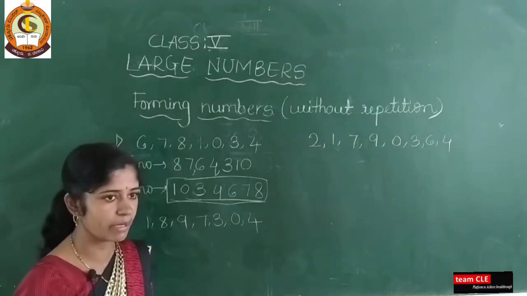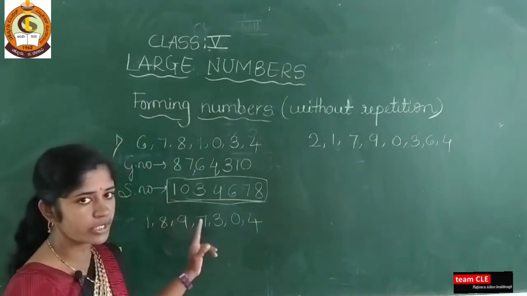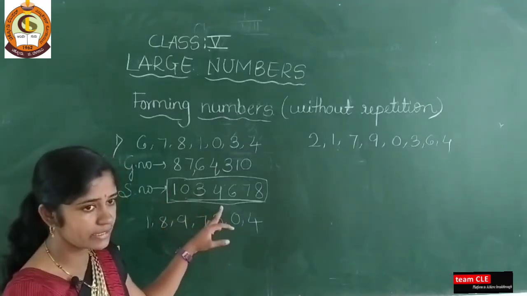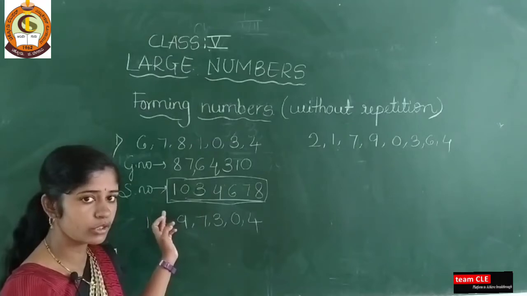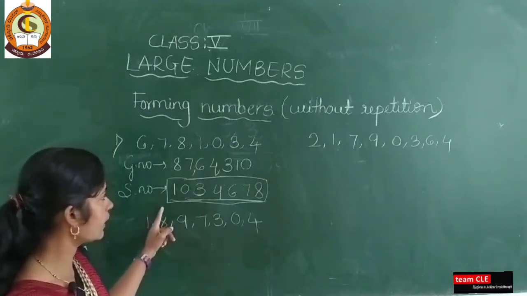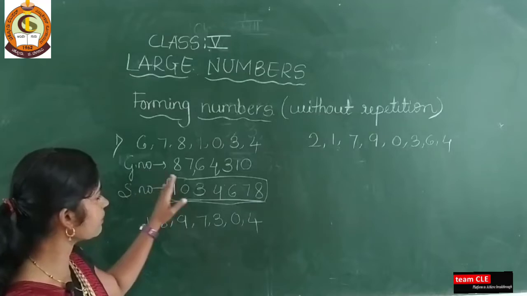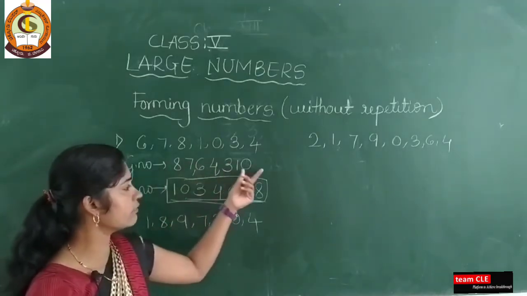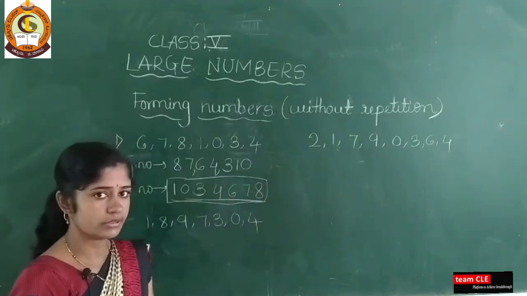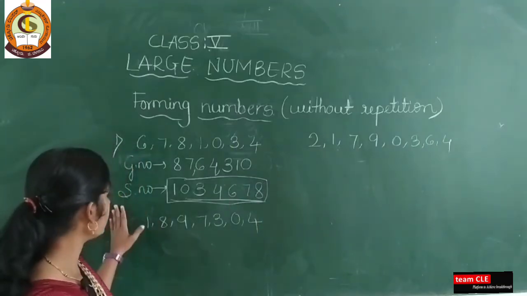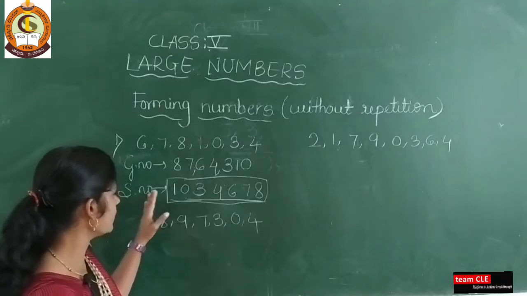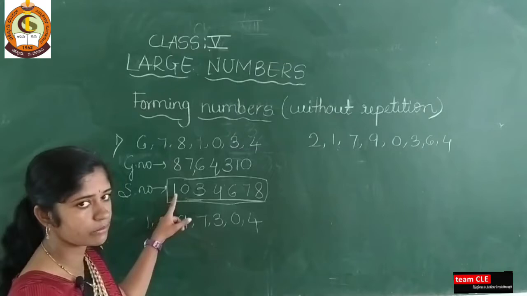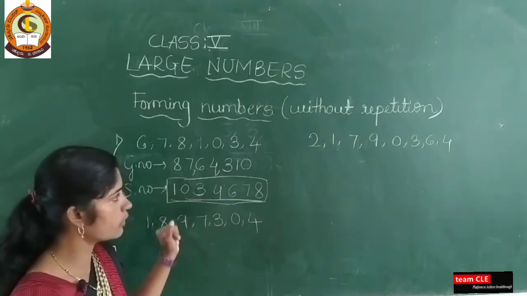I hope you are getting my point. In case 0 is there, just keep in your mind you have to write 0 as the second digit, then the smallest number after that. I hope you understood this. For the greatest number, the rule will not change: you have to start with the greater number and it will end with the smallest number. For the smallest number, in case 0 is there, you have to write the smallest number other than 0 first. I hope you understood this.